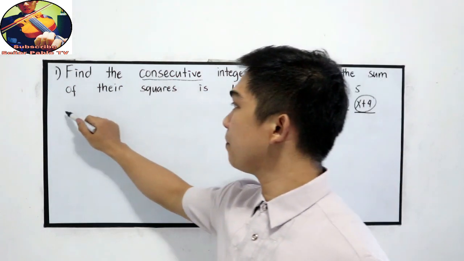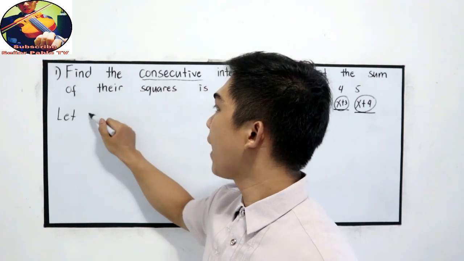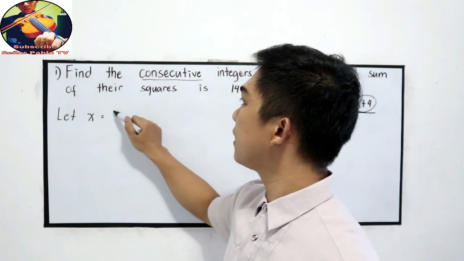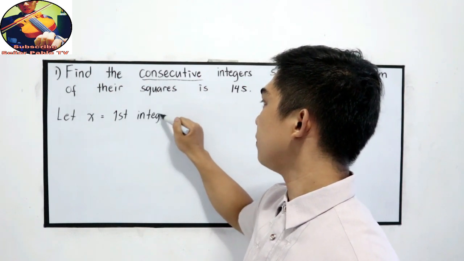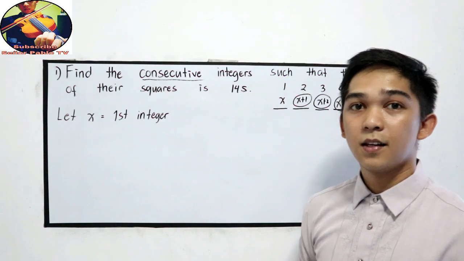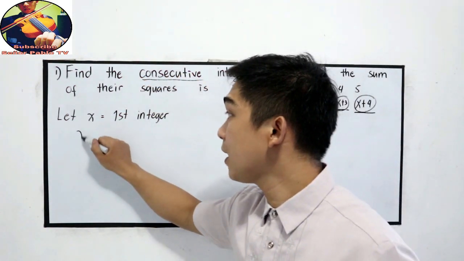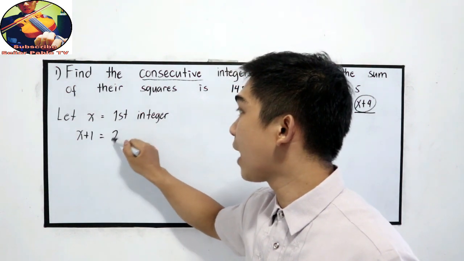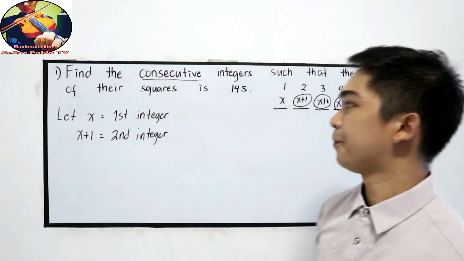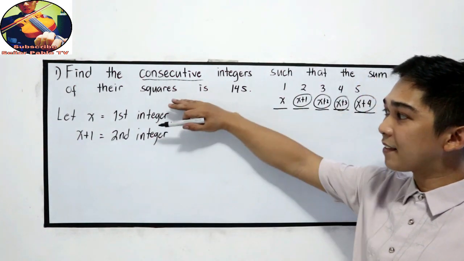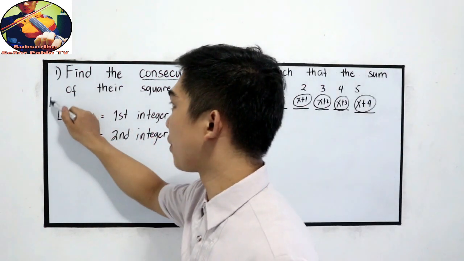So let's say, let x be the first integer natin. Siyempre, magkasunod daw siya. So, yung kasunod niya ngayon ay x plus 1 be our second integer. Okay. Then, balikan natin yung question. May representation na tayo. Sunod natin. This is our representation.